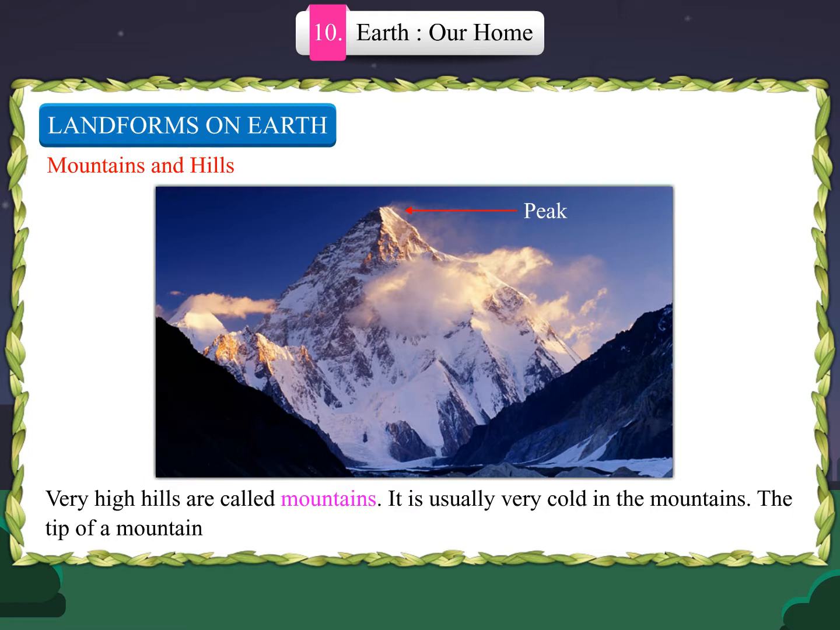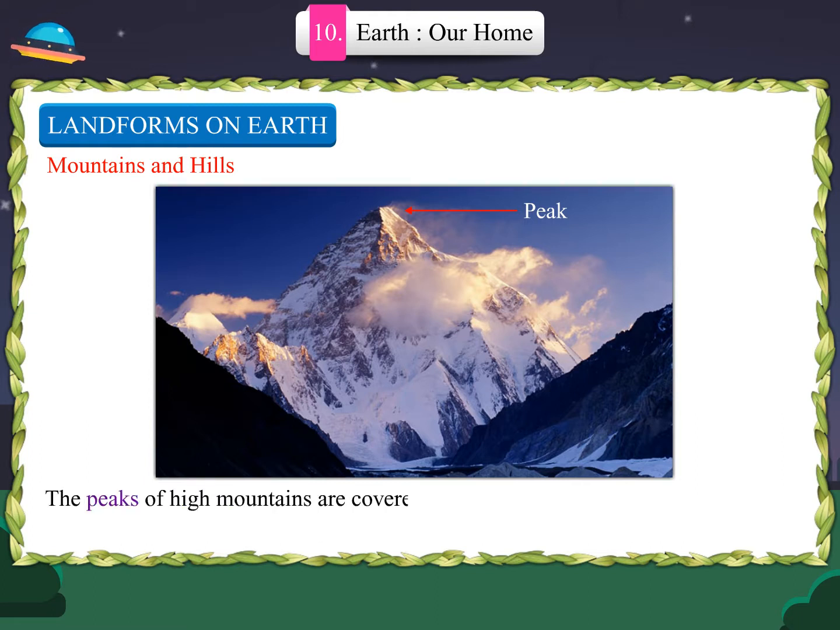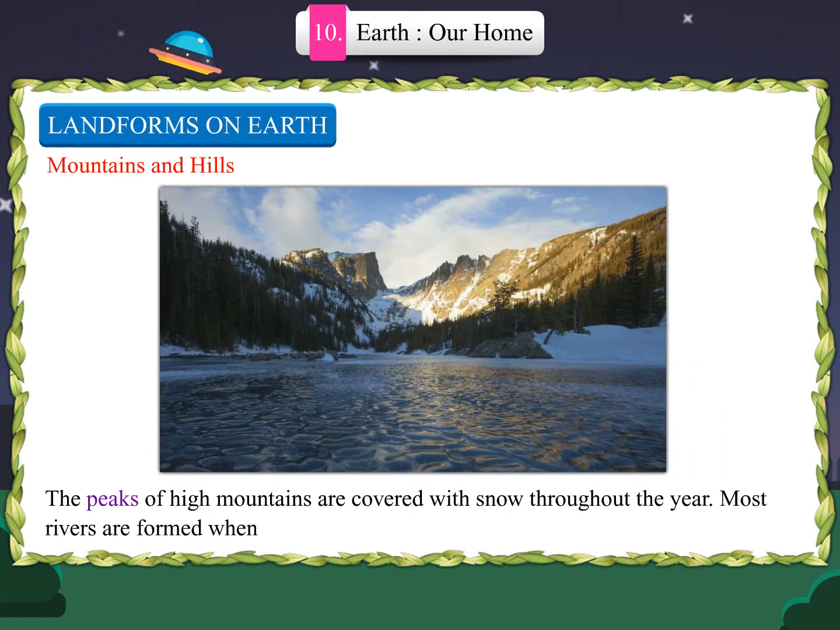The tip of a mountain is called its peak. The peaks of high mountains are covered with snow throughout the year. Most rivers are formed when the snow melts from these mountains.